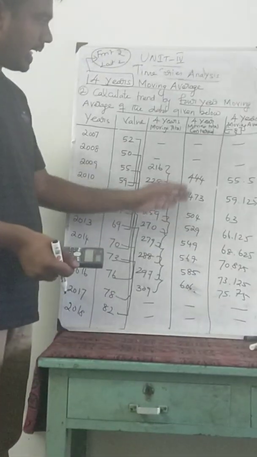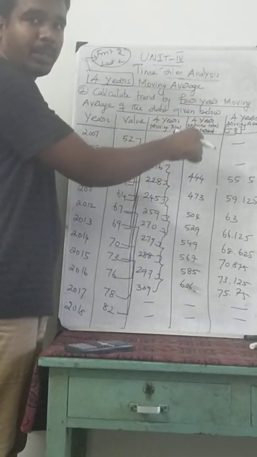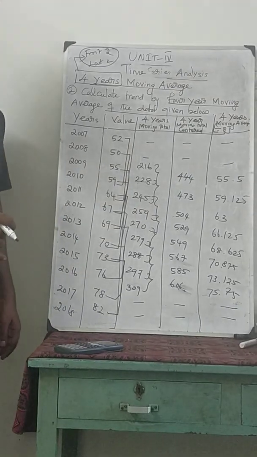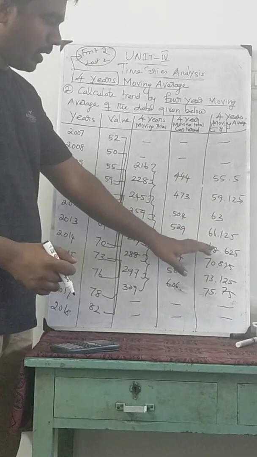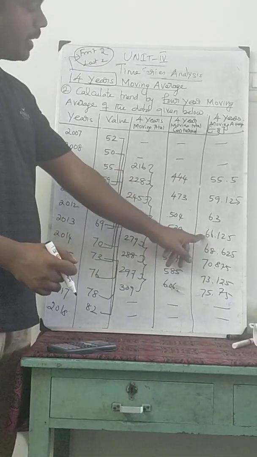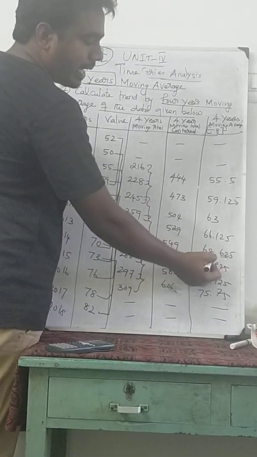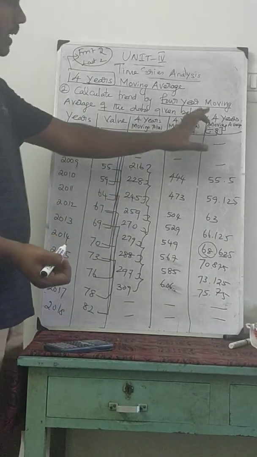Whatever answer you get in the fourth column, you have to divide it by 8. If you divide by 8, you can find the 4 years moving average. So here I have written whatever answer we got. If it is 0.5 or more than 5, you should round off that value. So here I have written 68.625. Here you can round off this value also. So this is the trend we got.